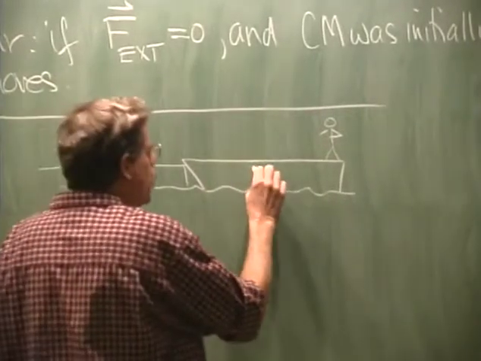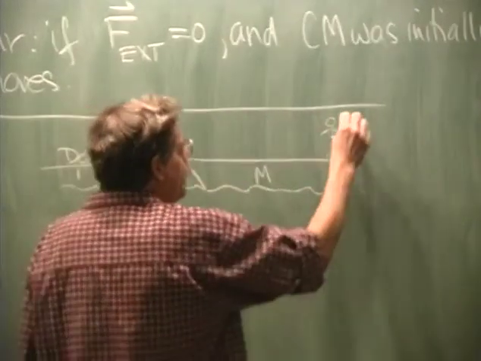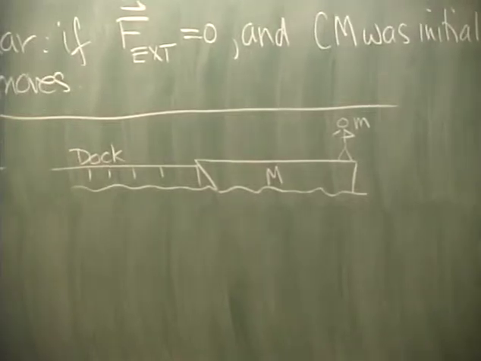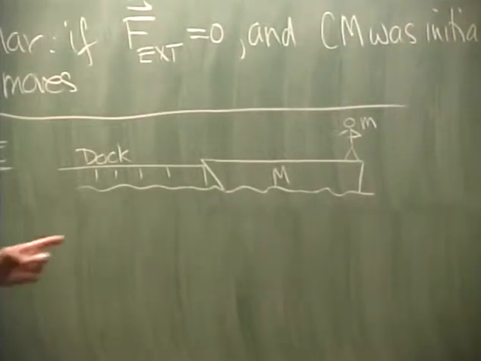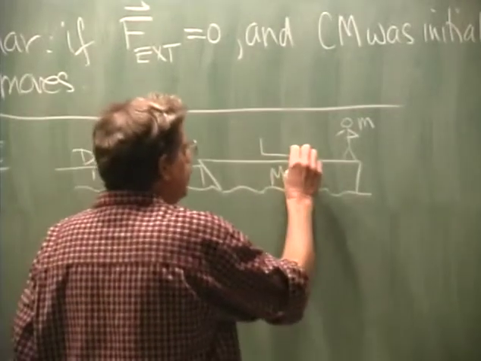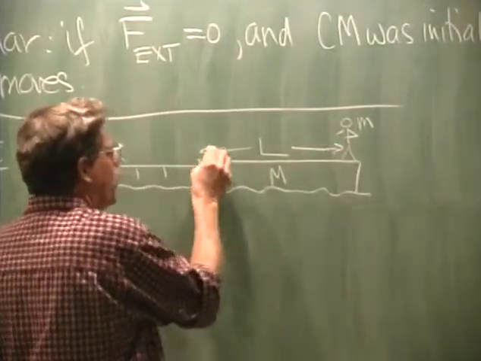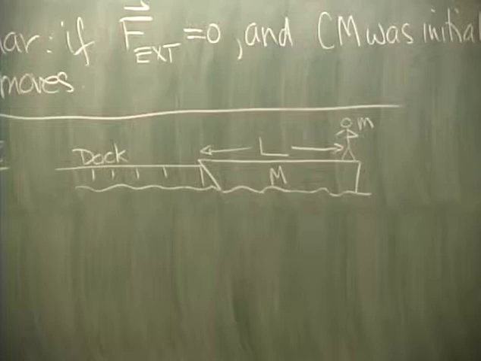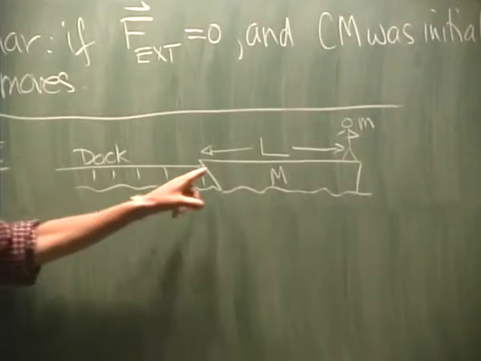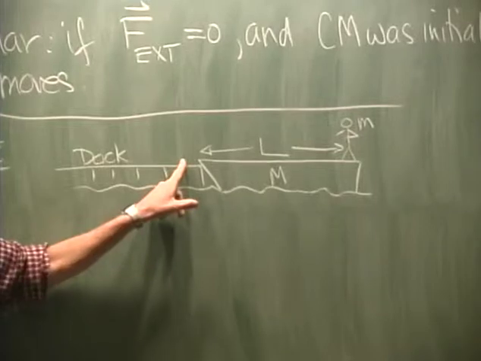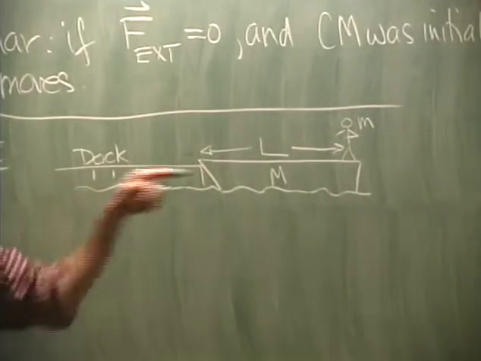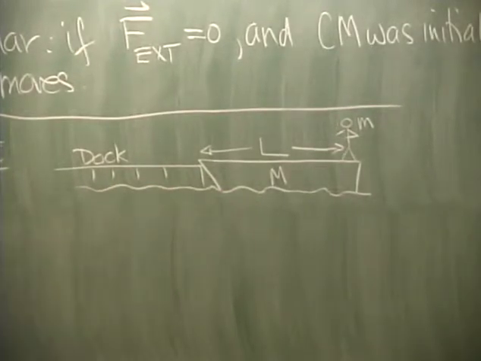And let's say the boat has a mass M, and you have a mass little m. What do you do? You walk along the boat. Let's say that the boat's length is L. You walk along the boat, but to your surprise, when you get to the bow of the boat, you find that you can't just step off here. Why? Because the boat has meanwhile moved out from under you, and you're now a little distance from the dock.